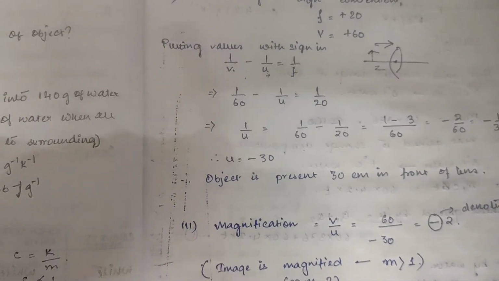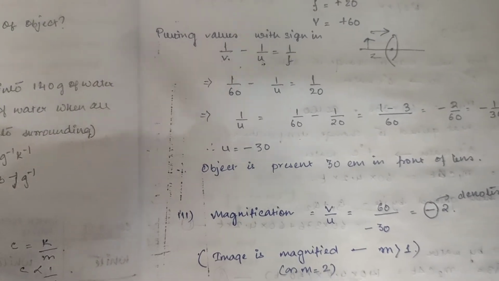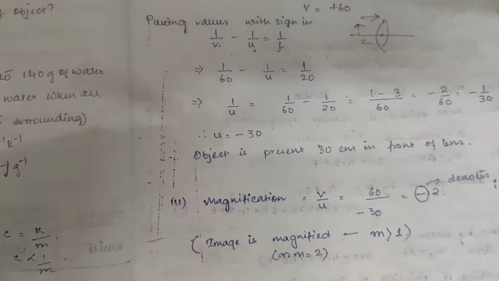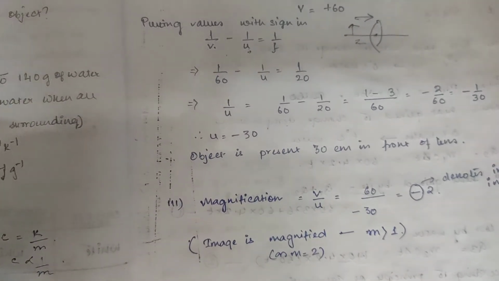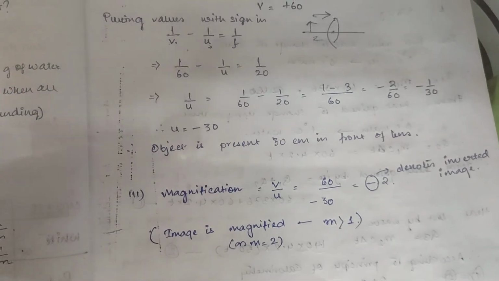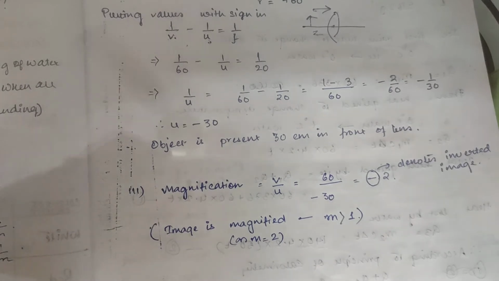V by U is coming as V is 60 and you just now have got minus 30. So minus 2. What does this minus indicate? Does it indicate magnification is less? No. This minus sign denotes whether the image is inverted or erect. And it will obviously come as minus because it was a real image.